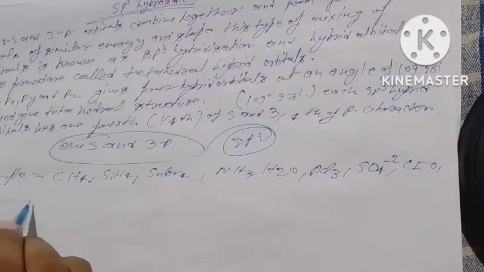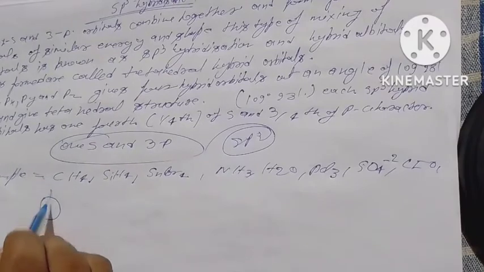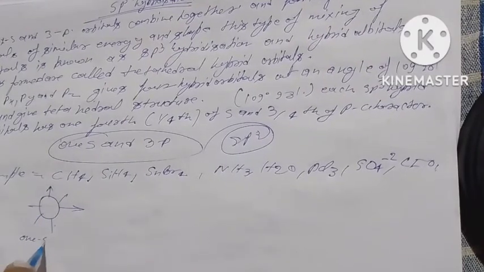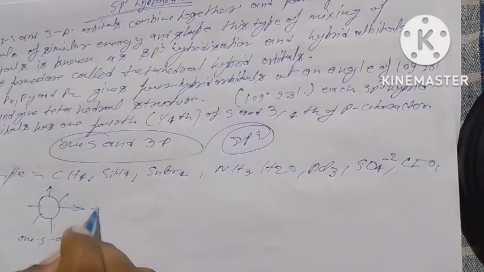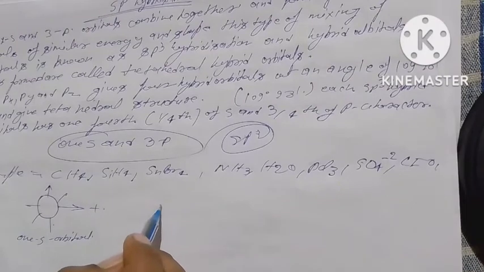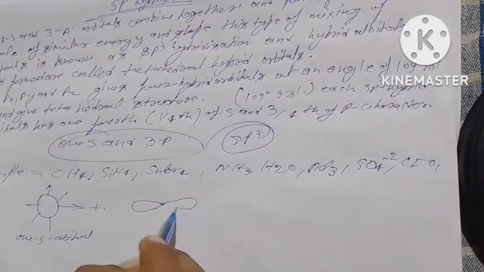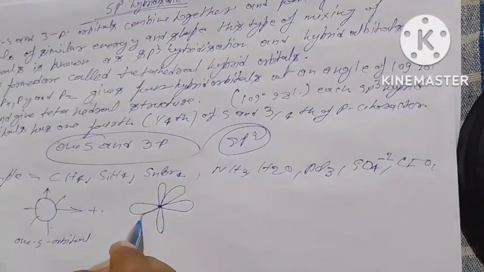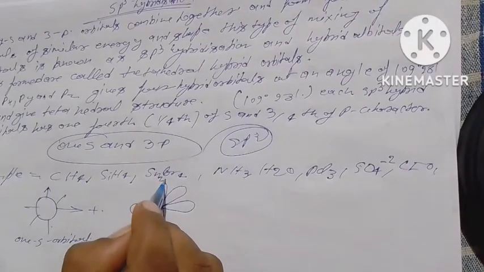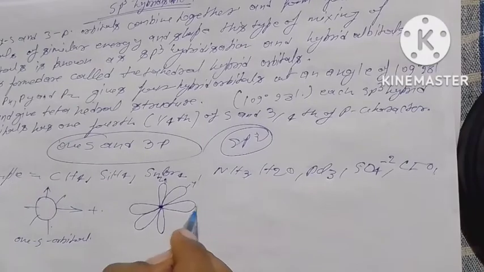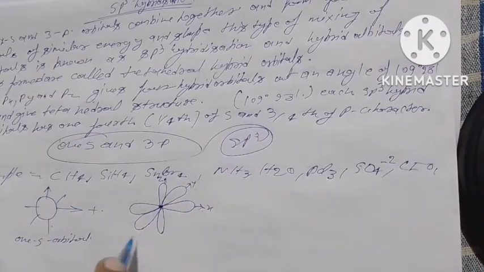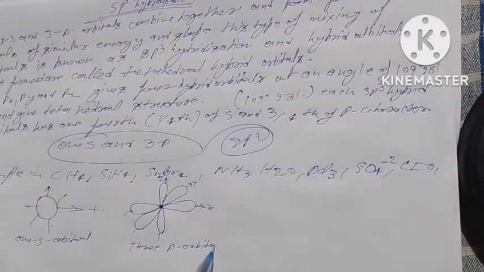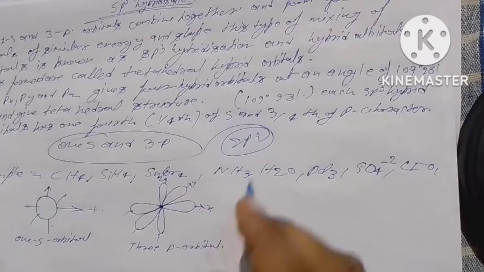This is the 1s orbital, and next is the 3p orbitals, which look like this. This is Z, this is Y, and this is X. This is the 3p orbitals.